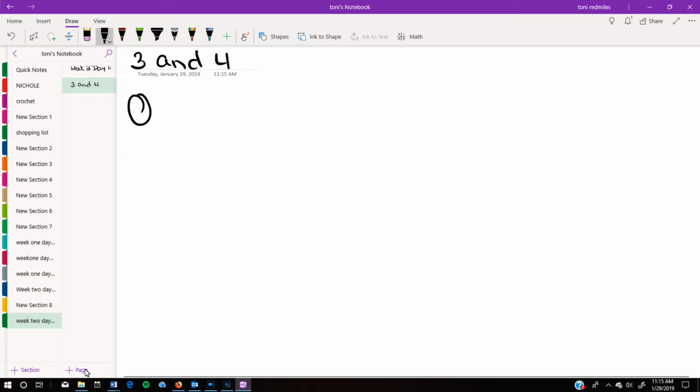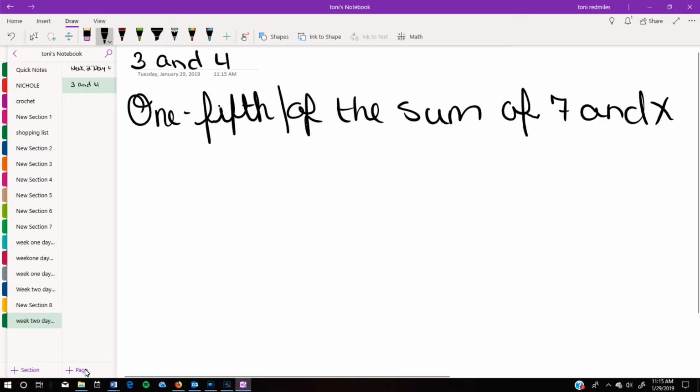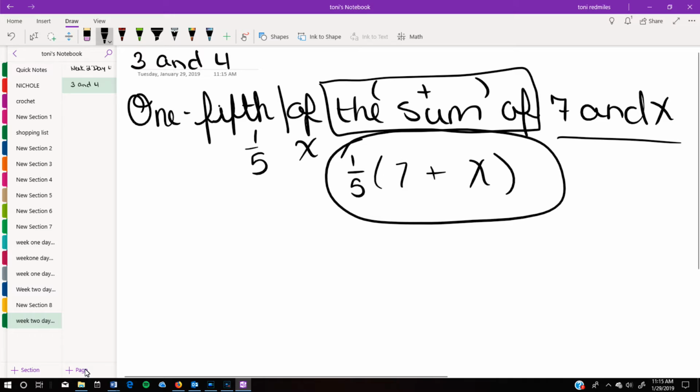Okay, so 3 is 1/5 of the sum of, that's a special word phrase, of 7 and x. So the sum of is addition parentheses, okay, and in that parentheses it says we're going to have 7 and x, and the word of means multiplication. 1/5 is a fraction, so it's going to be 1/5 on the outside of my parentheses.